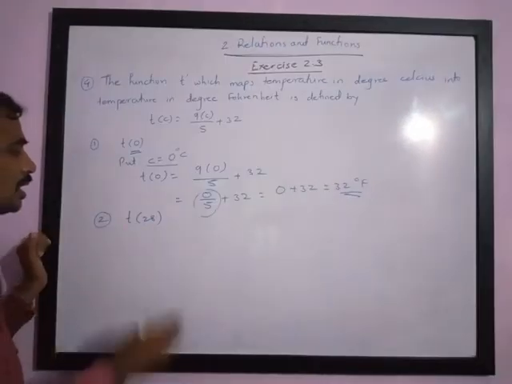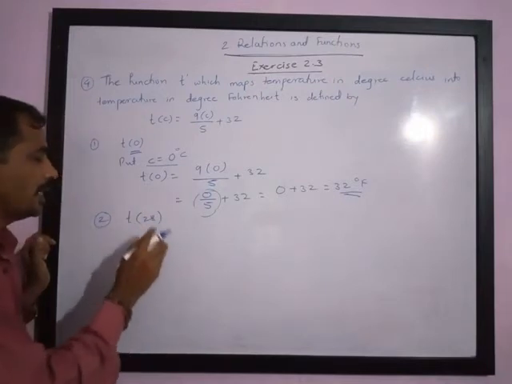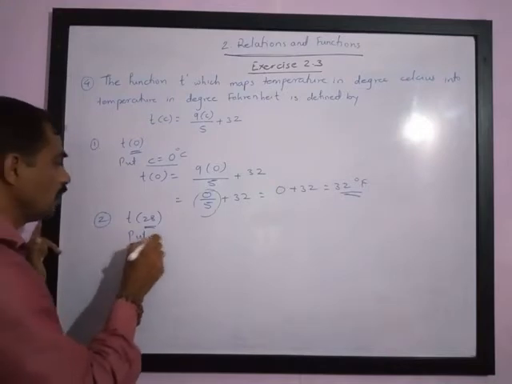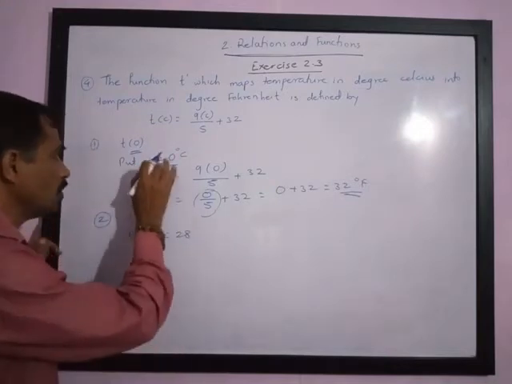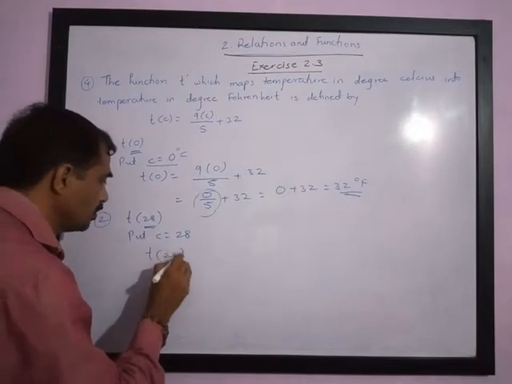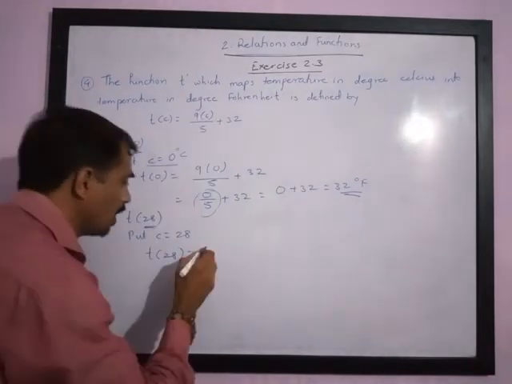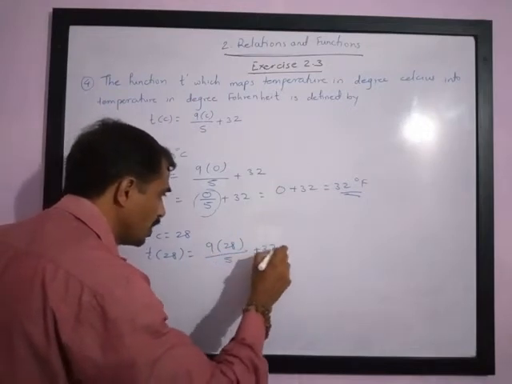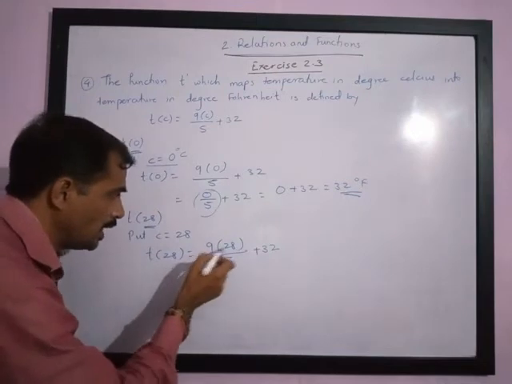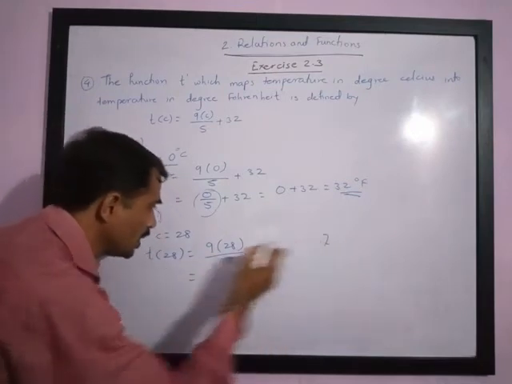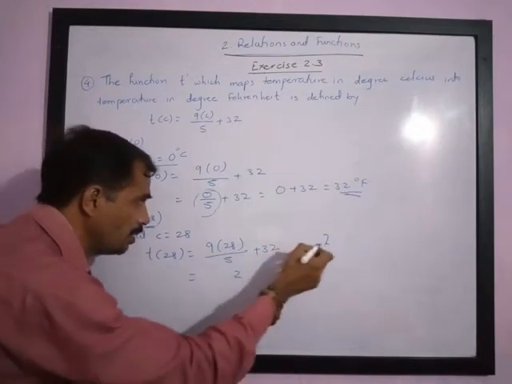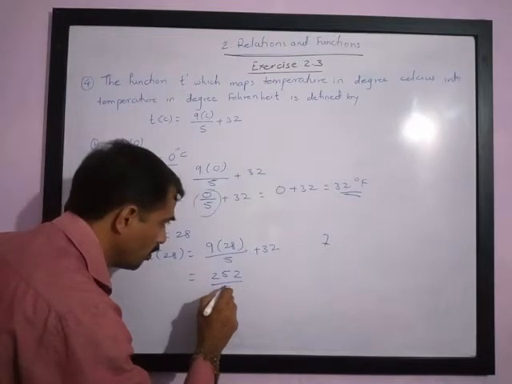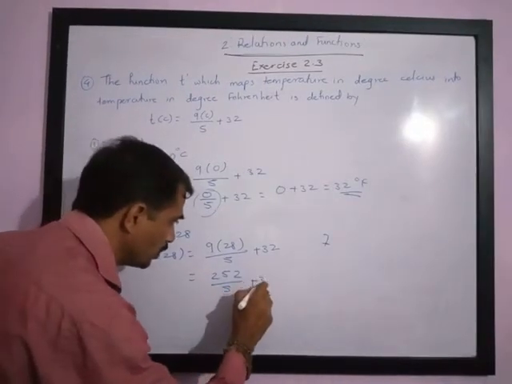Try to understand this. 0 degrees Celsius corresponds to 32 degree Fahrenheit. Next we are asked, what will be temperature in Fahrenheit if C is equal to 28 degrees Celsius. So for this, put C is equal to 28. You will get T of 28 is equal to 9 multiplied by 28 upon 5 plus 32. So this is equal to 8 9s are 72, 7 carries. 9 twos are 18. 18 plus 7 is 25 upon 5 plus 32.